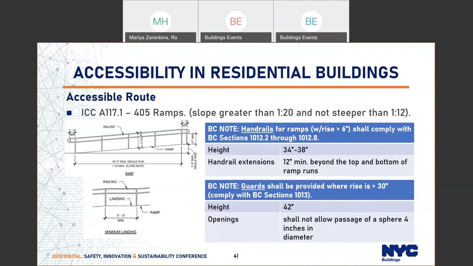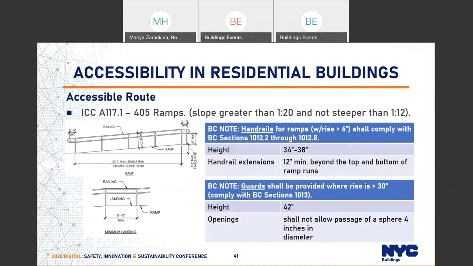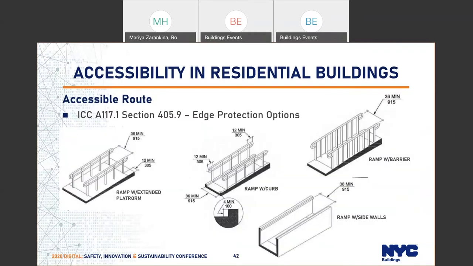Handrails must be provided anywhere where the rise is greater than 6 inches. Guards must also be provided if the rise is greater than 30 inches in height. The guards are required by the building code, but there is an edge protection requirement in the ICC A117.1.